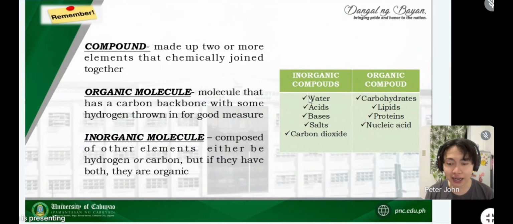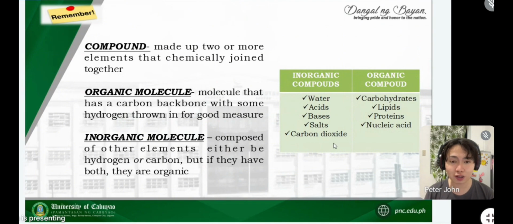So bakit inorganic si water? Sabi nga natin, water is made up of two hydrogen and one oxygen. So yung present lang between the oxygen and hydrogen is the hydrogen, which means isa lang yung present. So kaya consider siya as inorganic, along with carbon dioxide, so CO2. So yung present lang is carbon.